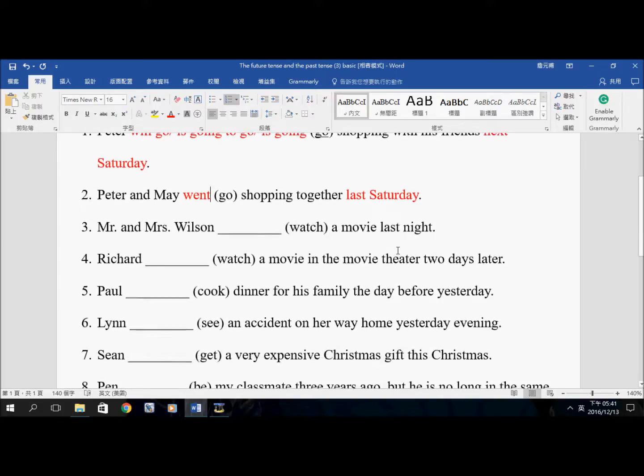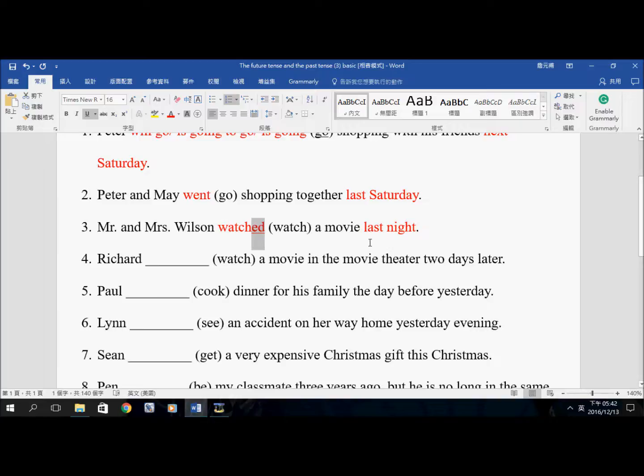Let's move on to number 3. Number 3, let's find the time marker first. The time marker is right over here. Last night. Again, it's talking about the past. Then we have to do something to the word watch. Watch is a regular verb, so the past tense of watch is watched. Now remember the ed at the end over here. Watched.